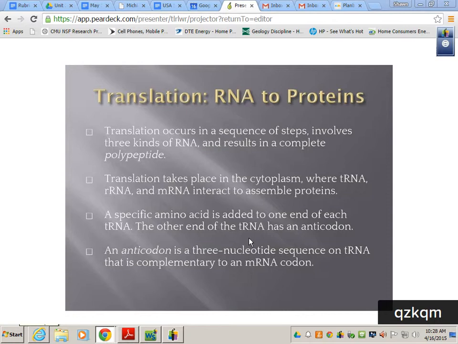Translation takes place in the cytoplasm. We understand that outside of the nucleus, tRNA, rRNA, and mRNA all come together. So mRNA comes from the nucleus out into the cytoplasm at the ribosome. tRNA brings its anticodon to match the codon on mRNA. And where's rRNA? Well, it is in the ribosomes. Ribosomes are made of rRNA. That's why it's called ribosomal RNA.